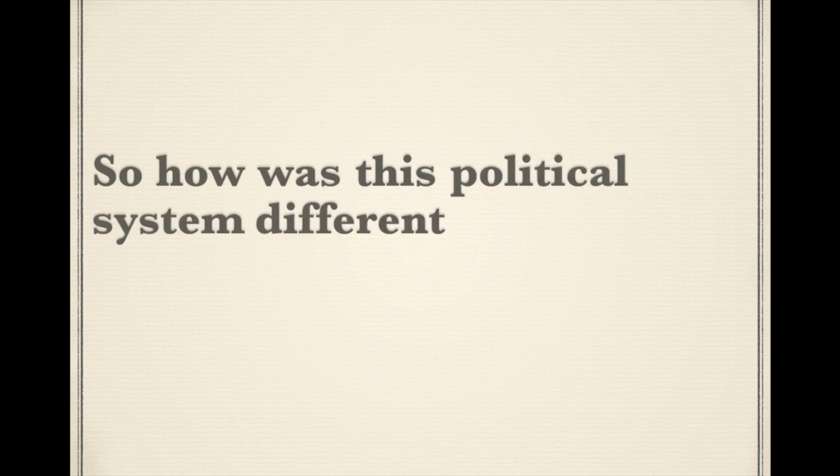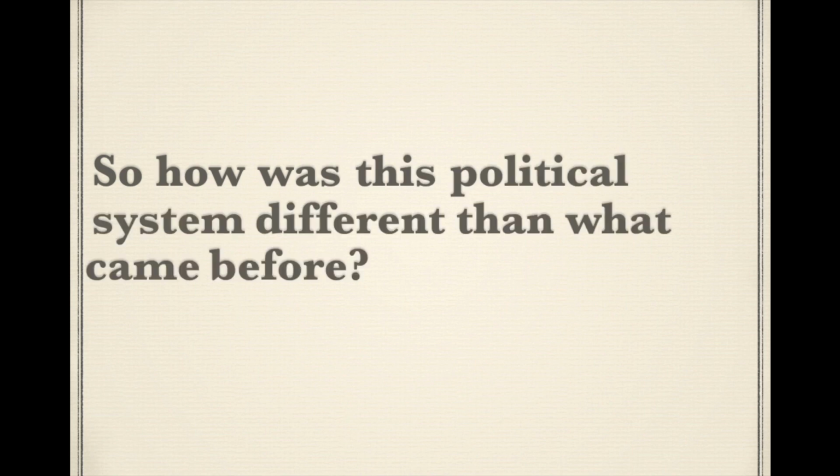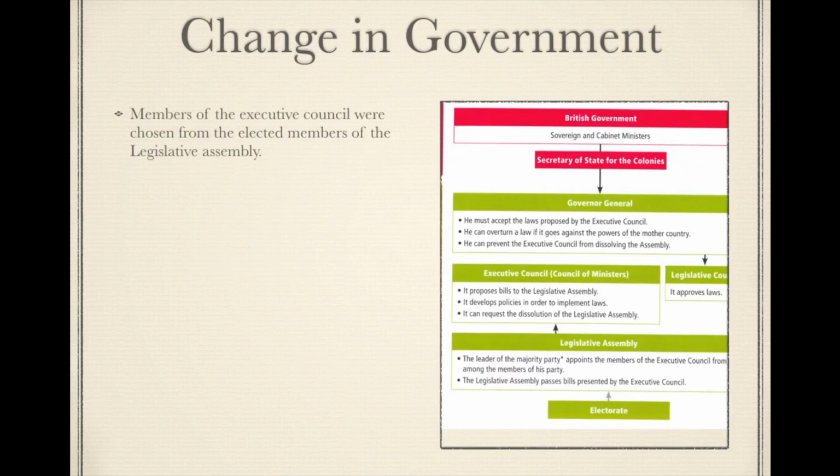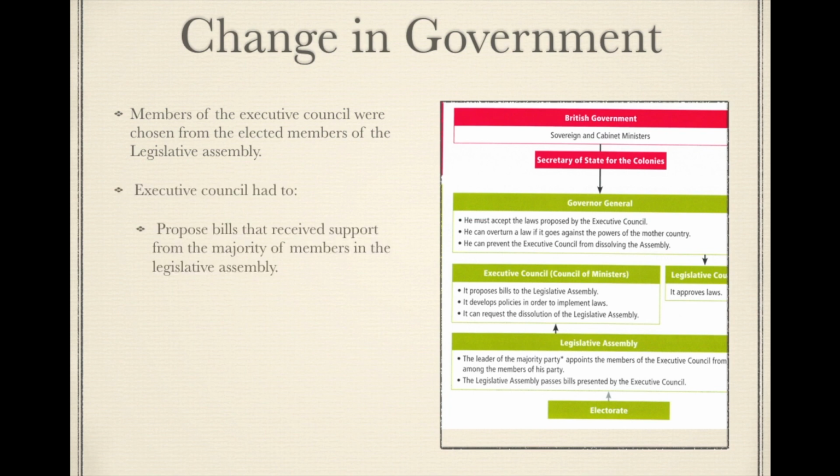So how was this political system different than what came before? Well, now members of the Executive Council, a group who were once appointed by the British governor, were chosen from the elected members of the Legislative Assembly. To keep its power, the Executive Council had to propose bills that received support from the majority of members in the Legislative Assembly. Furthermore, the Executive Council was able to recommend people to be part of the Legislative Council, the people who approved the actual laws.